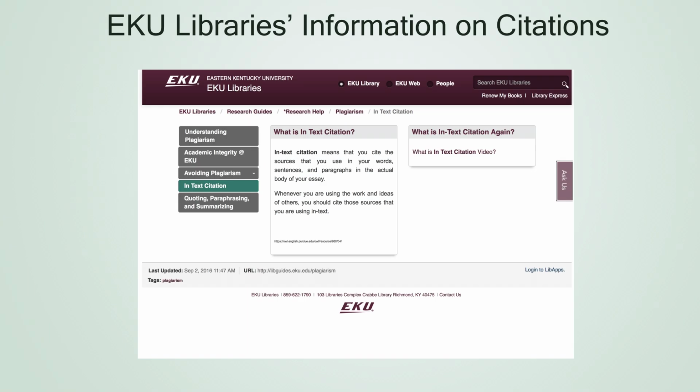The EKU library system has good information about the importance of proper citation methods used by many different disciplines taught at Eastern. You can access this information through the library's website or go directly to libguides.eku.edu.